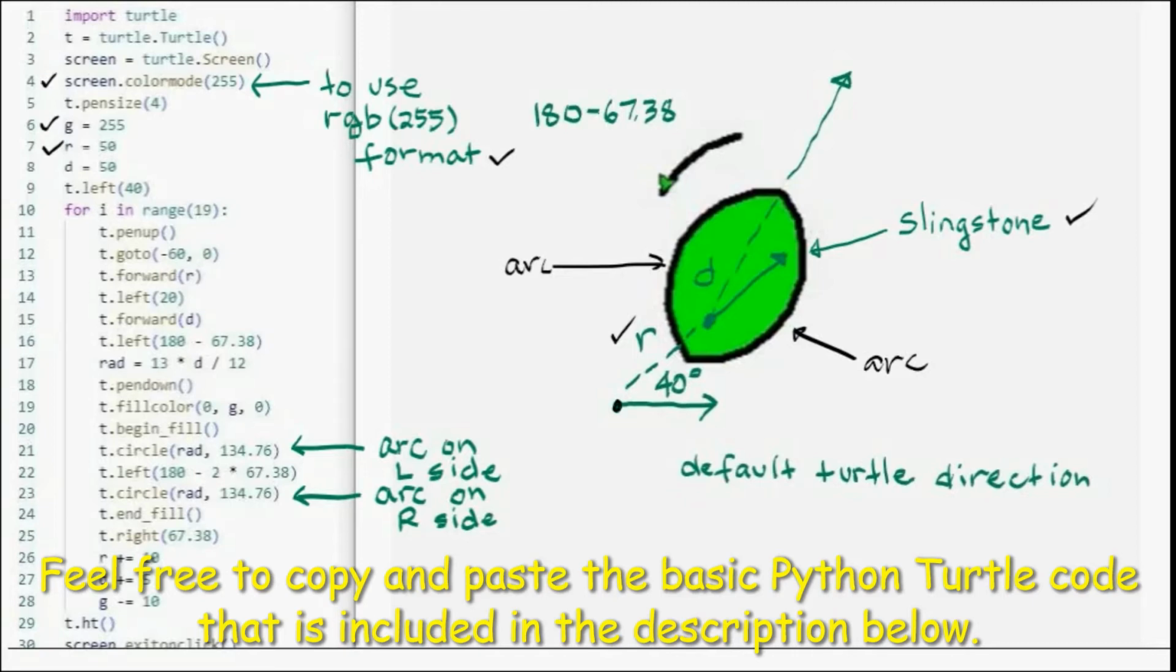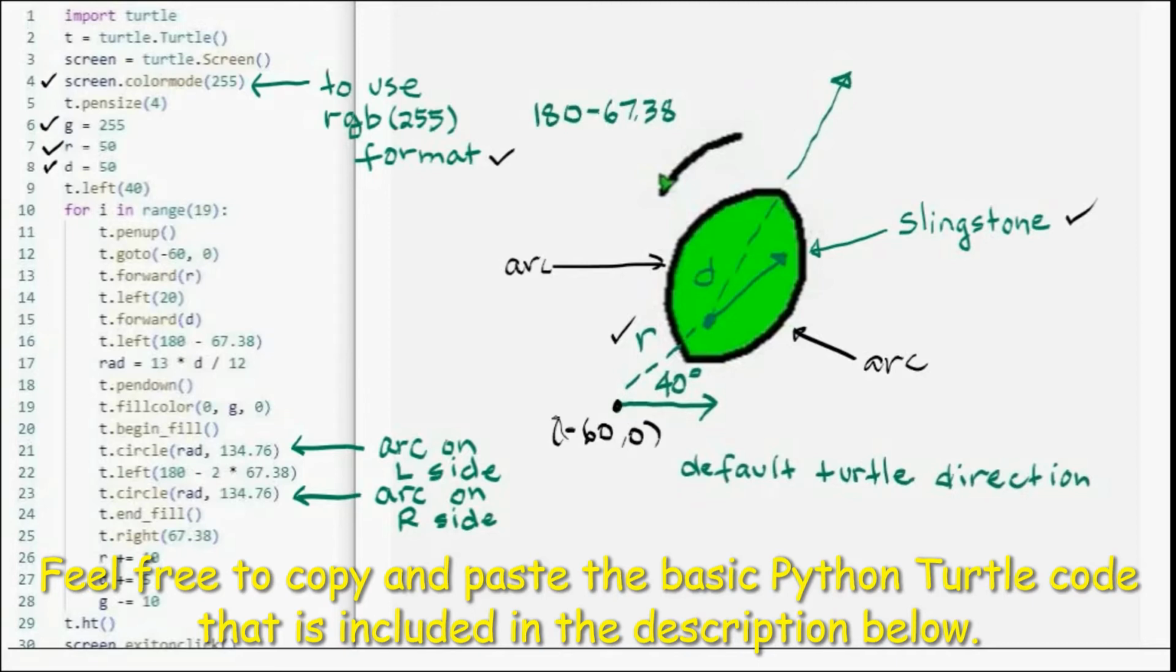Incidentally, this is not 0. This is negative 60, 0. I figured that out after drawing the whole figure, and then I adjusted the whole image to the left side. And then the D, this is the size of the slingstone. As you will see, the size of the slingstone increases as we go from one slingstone to another one.